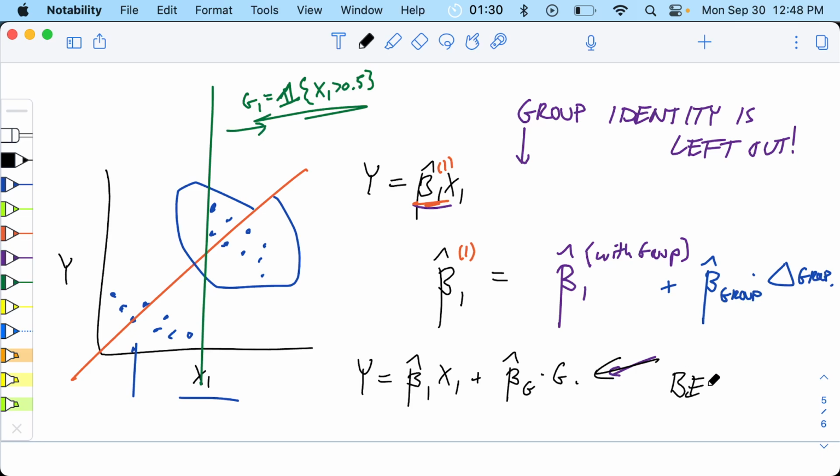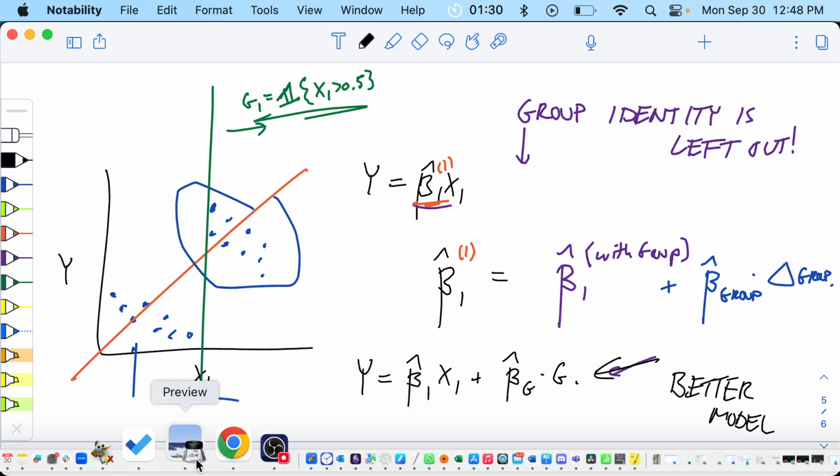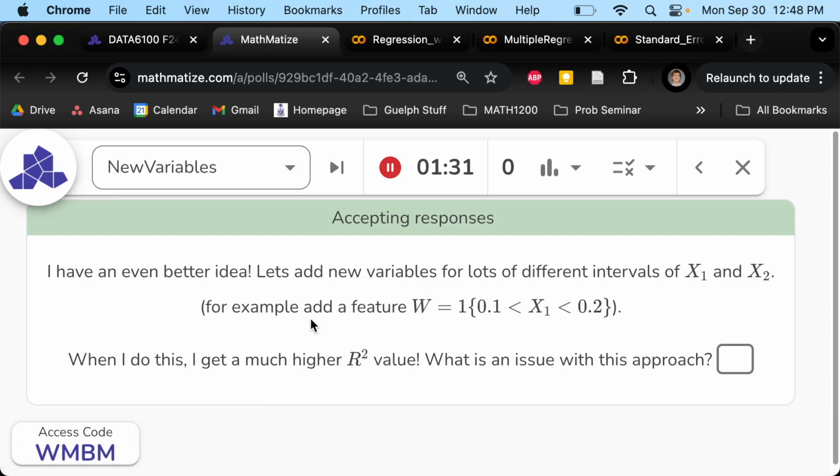Okay. And now the question is, can I just do this again? Just add a variable for this group, and then a little variable for this group. I'll just add variables all over the place. I'll add hundreds of variables. What is the issue with this approach? I believe you have to answer with a word. You have 2 minutes to answer.